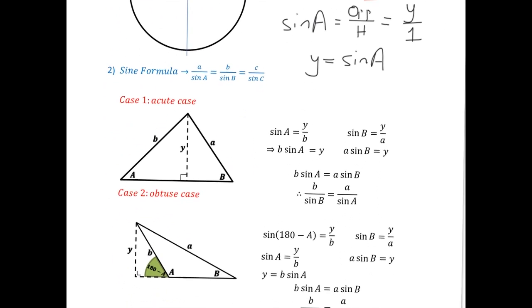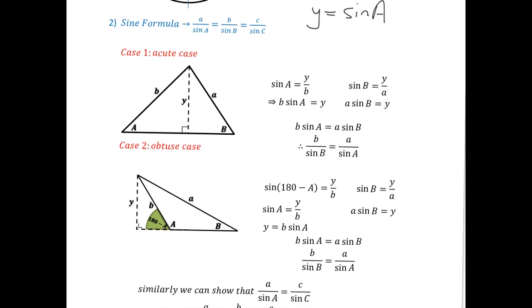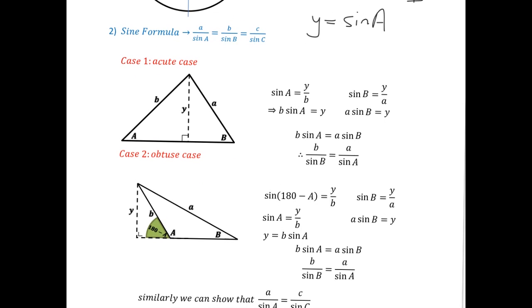The next derivation we're going to look at is the sine rule formula. And there are 2 cases that we have to look at in this derivation, the acute case and the obtuse case. So looking at the acute case first, we have a diagram which will look like this, where we have our angle A and B labeled as appropriately, and the opposite sides labeled, with a vertical height in the middle of y.